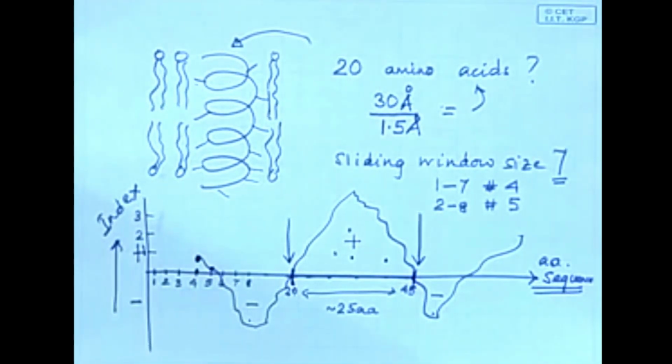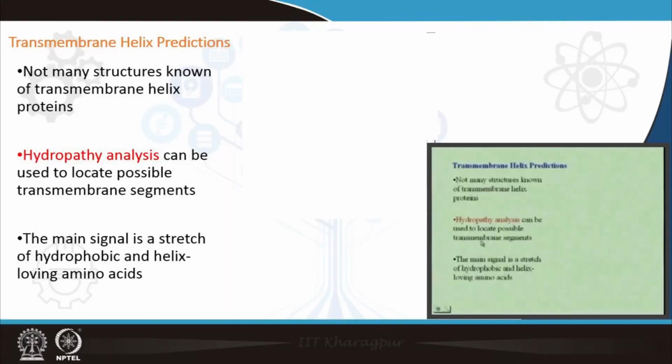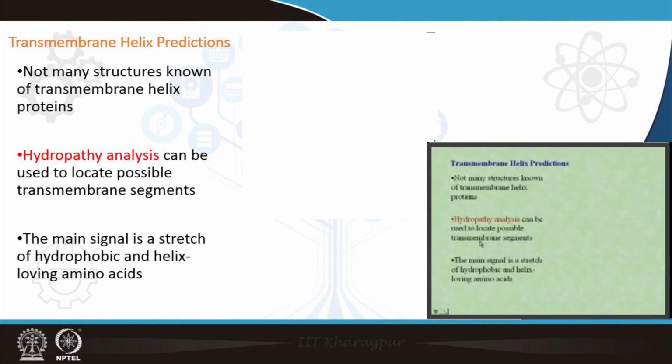Now, as I mentioned, hydropathy analysis is usually used to locate transmembrane segments, but you can also do it for a regular protein, because not many structures of transmembrane helix proteins are known. And what is the main signal? A stretch of hydrophobic and helix loving amino acids. What do we mean by helix loving amino acids? Residues that are likely to form an alpha helix, right?